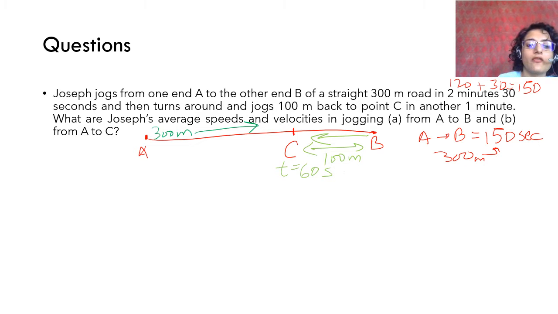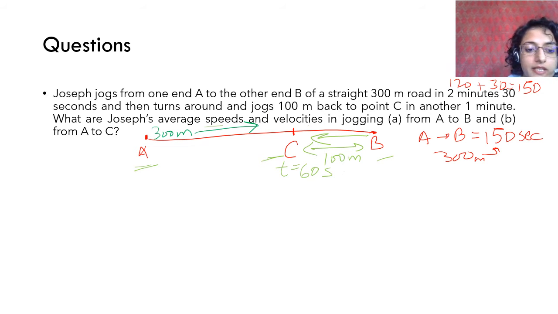Okay, what are Joseph's average speeds and velocities? You have to find both average speed and average velocity jogging from A to B and from A to C. ठीक है, A to B and A to C.